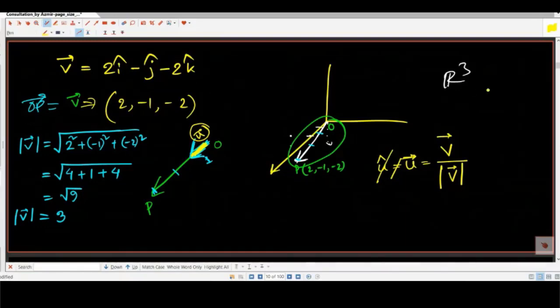So for any vector A, which can be two-dimensional or three-dimensional, if we need a unit vector in the direction of this vector, then that unit vector can be defined as that vector over its magnitude or length. So this is the formula for the unit vector.